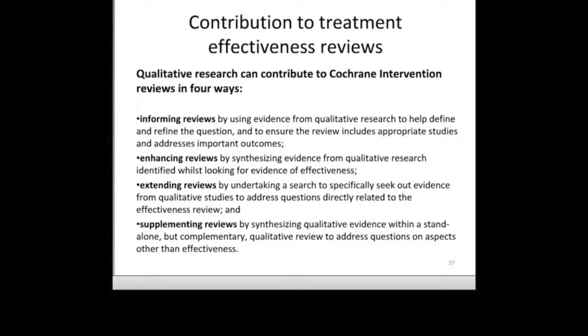We can also enhance reviews by synthesizing evidence from qualitative research that is identified while we're looking at evidence of effectiveness. A lot of the RCTs we include in quantitative reviews actually contain some implementation or process related qualitative information that we could valorize, but that we tend to neglect too much. A lot of these studies may also have sibling studies floating around on the web that are closely connected to the effectiveness question, but not incorporated in the same study. So we can enhance these reviews by looking at that sort of evidence.